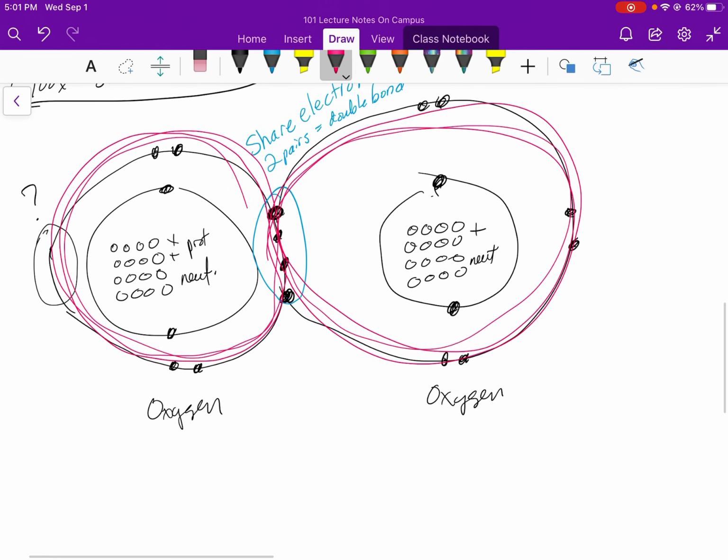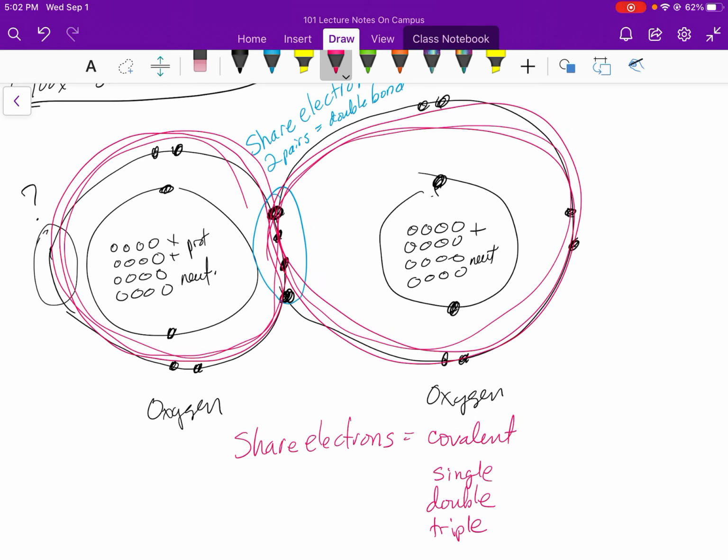So when you share electrons, it makes a very powerful force holding those 2 together. It's called a covalent bond. There are single, there are double, and there are triple covalent bonds. That's pretty crazy. If you look at it at something like nitrogen, which has a 5, I should draw this back in black, in the outer shell.